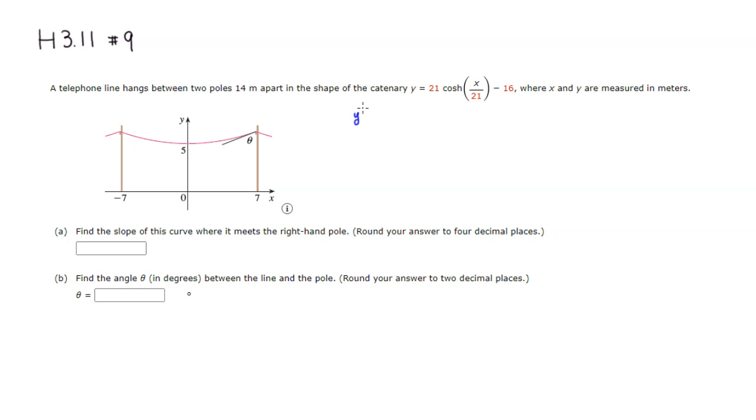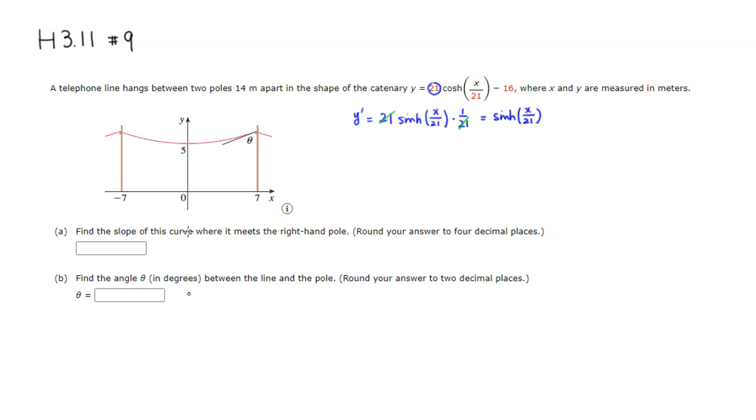We need to find y prime. 21 is just a constant multiple, so we put that there. The derivative of hyperbolic cosine is hyperbolic sine, so I'm going to put the hyperbolic sine there. Then you have x over 21, and we multiply by the derivative of x over 21, which is 1 over 21. The derivative of negative 16 is 0, so I'm not going to even write that. Then we can clean it up. The 21 on top and the 21 on the bottom cancel out, so you're left with hyperbolic sine of x over 21.